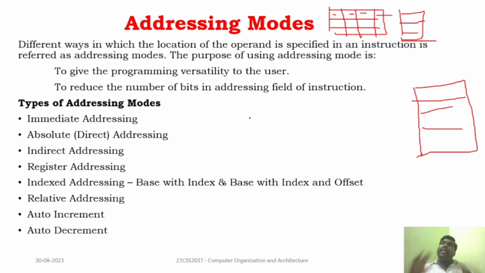What are the different types of addressing modes? In this video, we'll see all of them. You'll see immediate addressing, direct addressing and absolute addressing, indirect addressing, register addressing, and index addressing of two types: one is index addressing with base index, and then base with index and offset. Then there is relative addressing, and auto increment and auto decrement. You will be familiar with these two addressing modes.